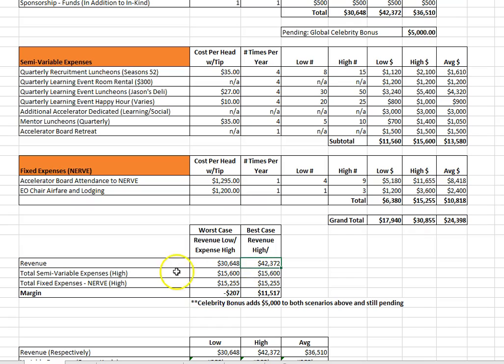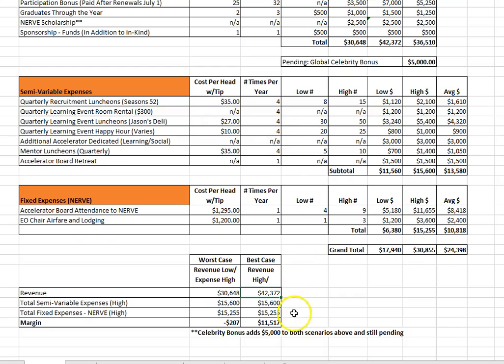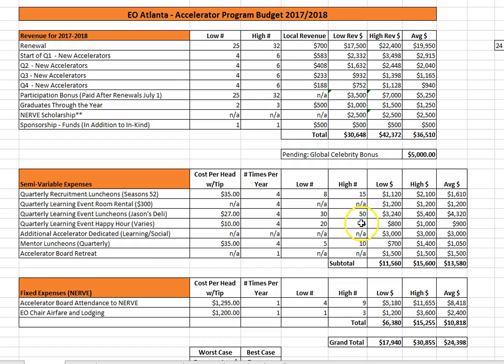And this is best case, which is, we hit our top line revenue, which means we have our maximum number of recruitment, maximum renewal, and so forth. And then also put in there the highest expenses on the variable and fixed. That gives us 11.5 margin. You add the celebrity bonus, that puts us at 15 to 16. So that summarizes the whole budget for the program.